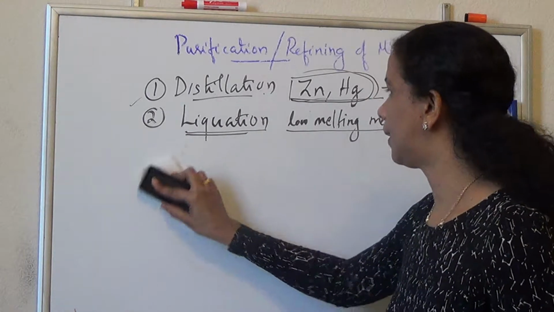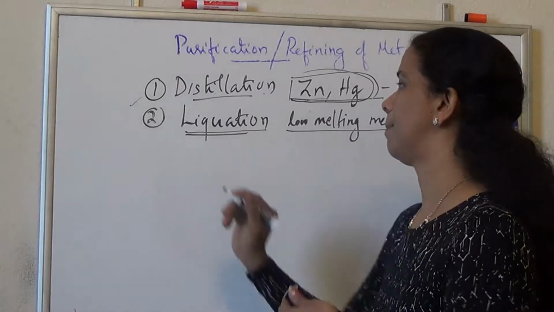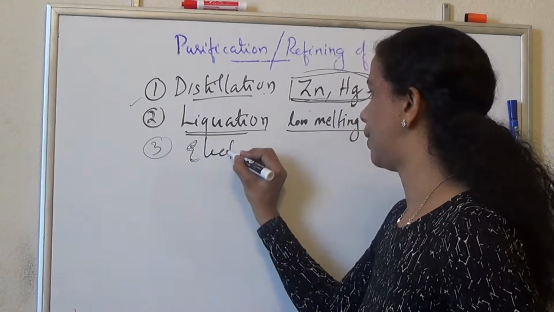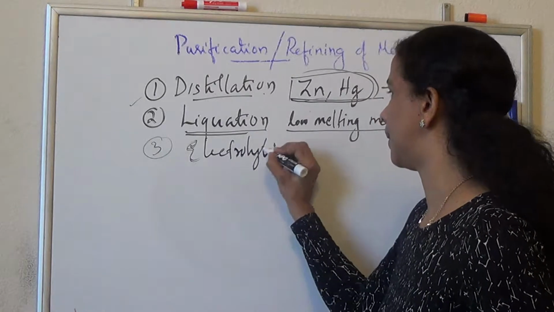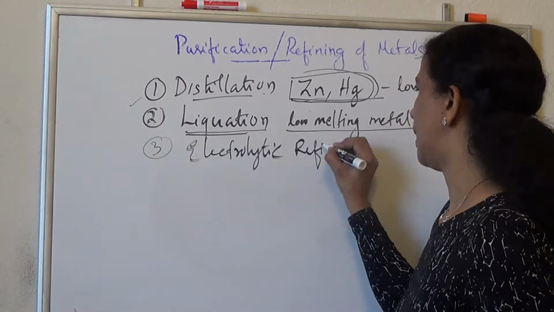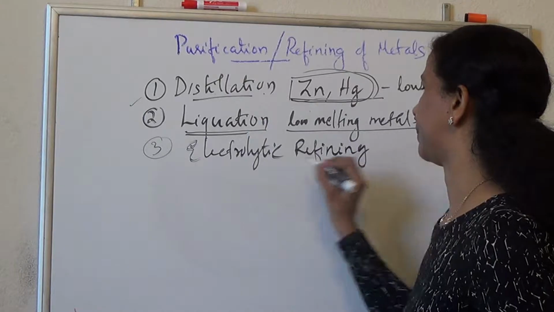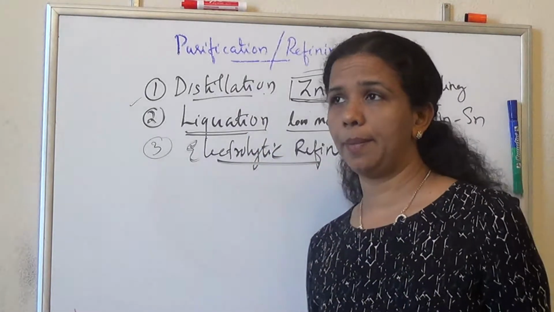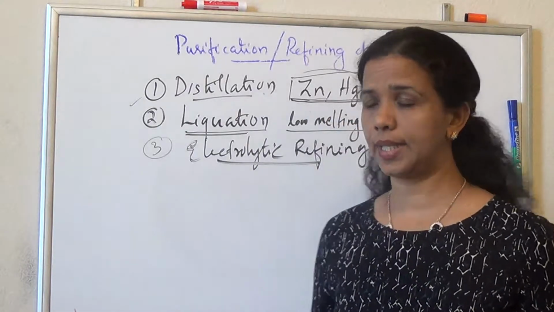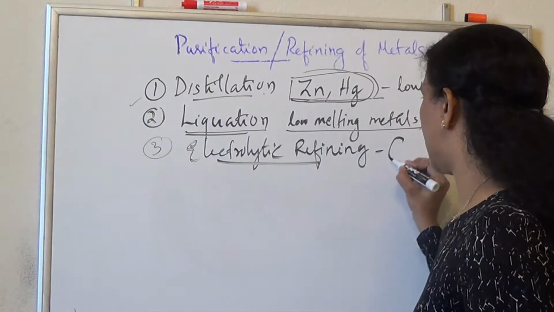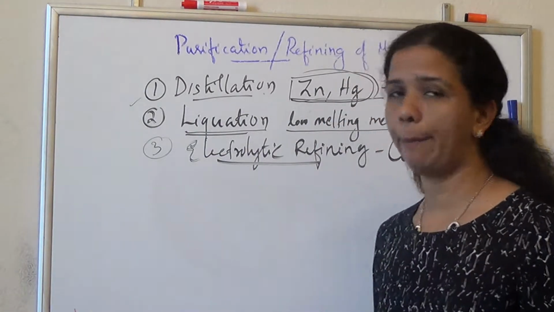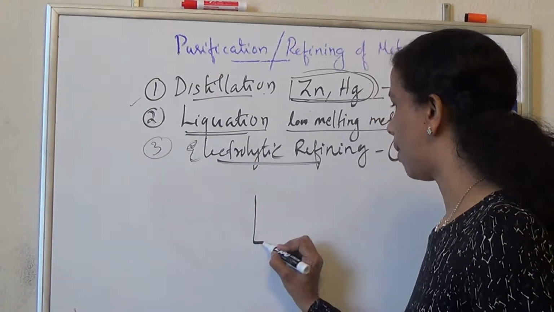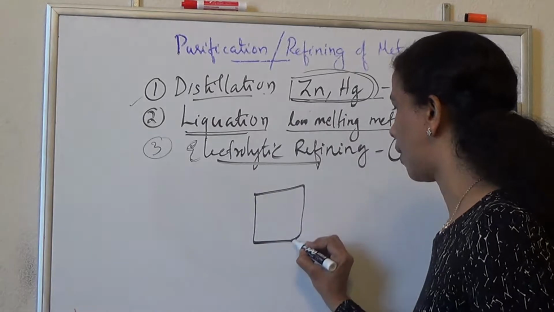Then the third one, a very important method, is called electrolytic refining. We usually discuss this method in lower classes. Electrolytic refining. This method we can use for most of the metals if they are good conductors. Here we are considering the purification of copper. So for this method, this is the impure copper block.